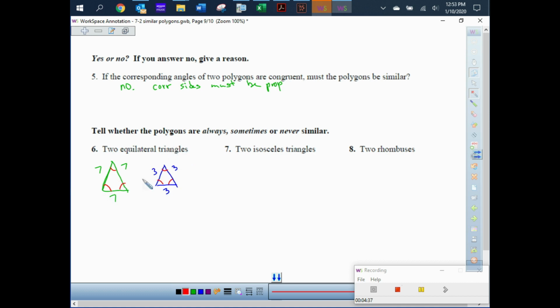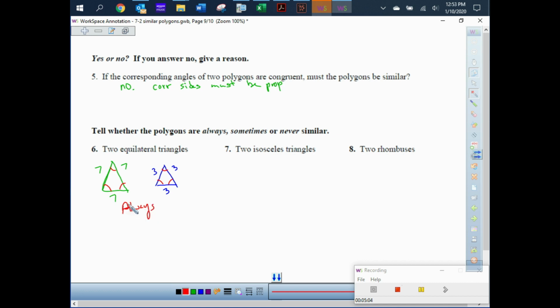So let's see if these are similar. Are the corresponding angles congruent? You bet. They're all 60, 60, 60. Do you get the same scale factor back every time? Well, this would be 7 over 3, that would be 7 over 3, and that would be 7 over 3. So that's totally similar to each other. Is it possible for me to draw two equilateral triangles where they weren't similar? That's not possible. So these will always have to be similar to each other.